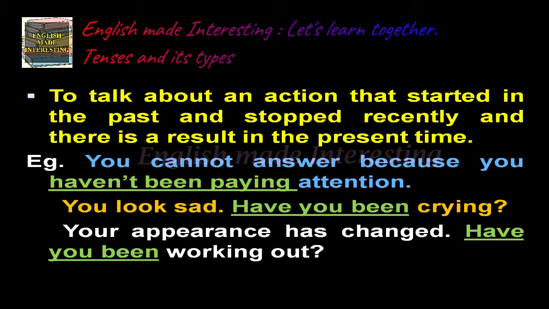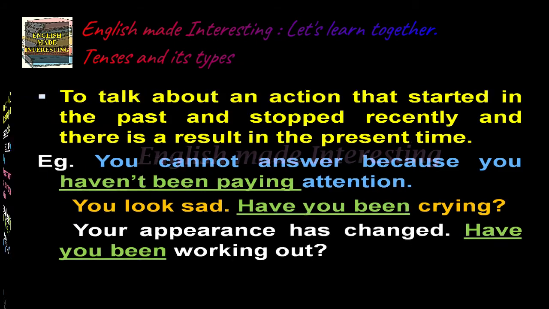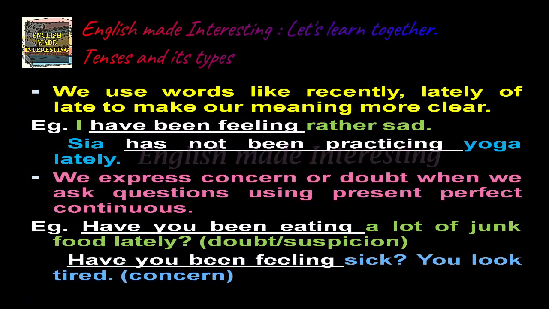You look sad. Have you been crying? So the action started in the past and stopped recently, but there is a result in the present time. Your appearance has changed. Have you been working out? Hope it's clear. We use words like recently, lately, of late to make our meaning more clear. Example, I have been feeling rather sad. Sia has not been practicing yoga lately.